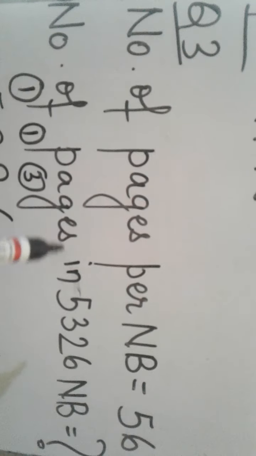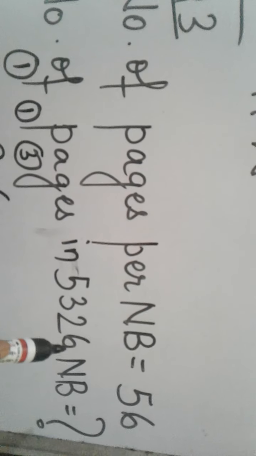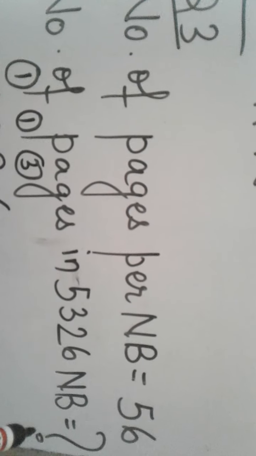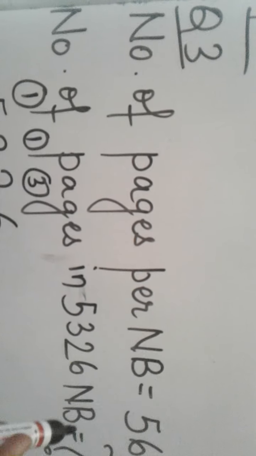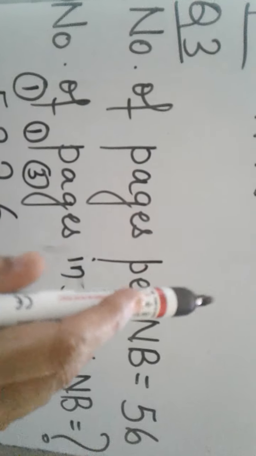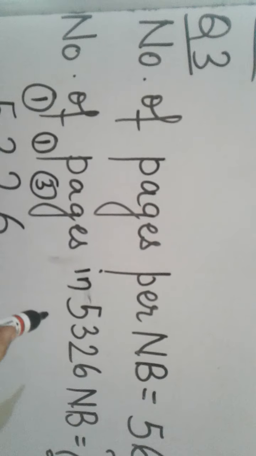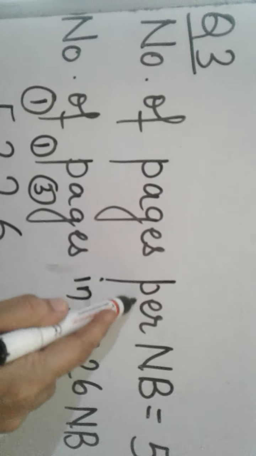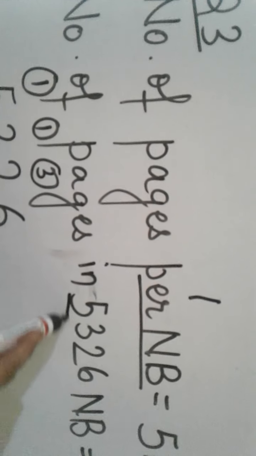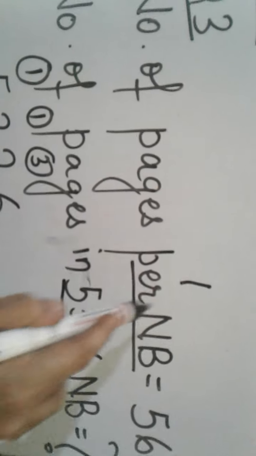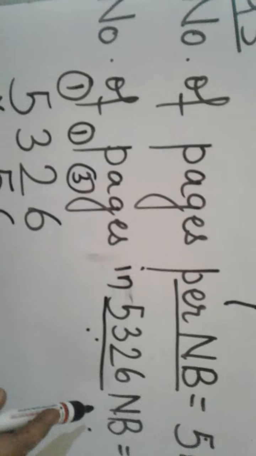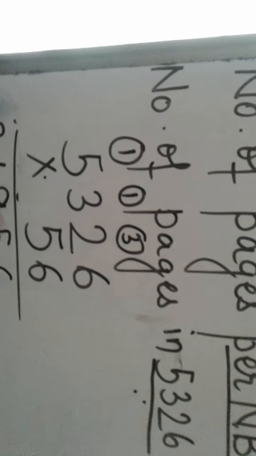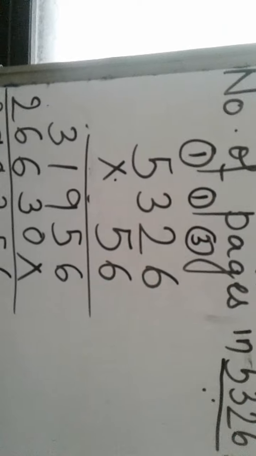So the number of pages in 5,326 notebooks will be what? As I discussed in the previous video, if it is given for one and you have to find for many, see here, per notebook means 1, so for 5,326 means many. So for 1 it is given and for many you have to find out, you have to perform multiplication. Remember this thing. This we have already discussed.